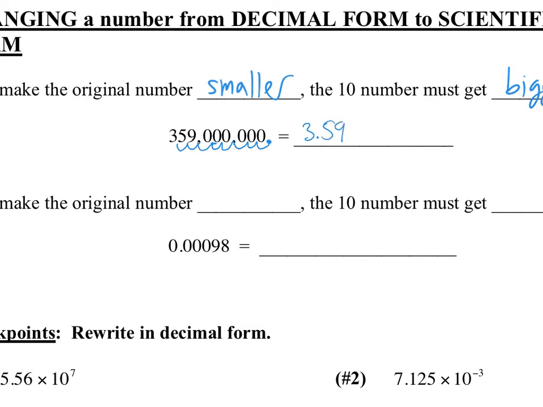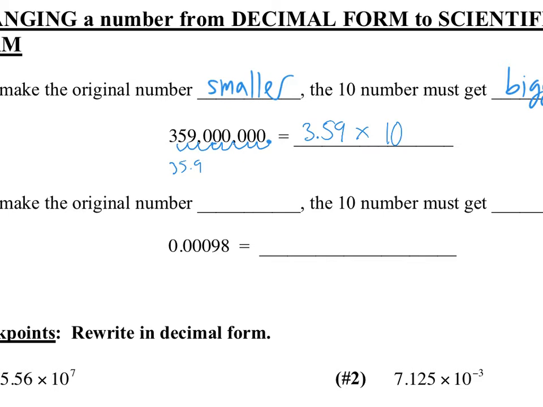Okay, so if we stopped one before, that'd be 35.9. We don't want 35.9 because that's not between 1 and 10. So we have 3.59 times, okay, 10. Now, how many times did we move the decimal? Looks like 1, 2, 3, 4, 5, 6, 7, 8. We moved it 8 times, but we had 359 million, and we ended up with 3.59. To go from 359 million to 3.59, do we make it smaller or bigger? We made it a lot smaller, right?